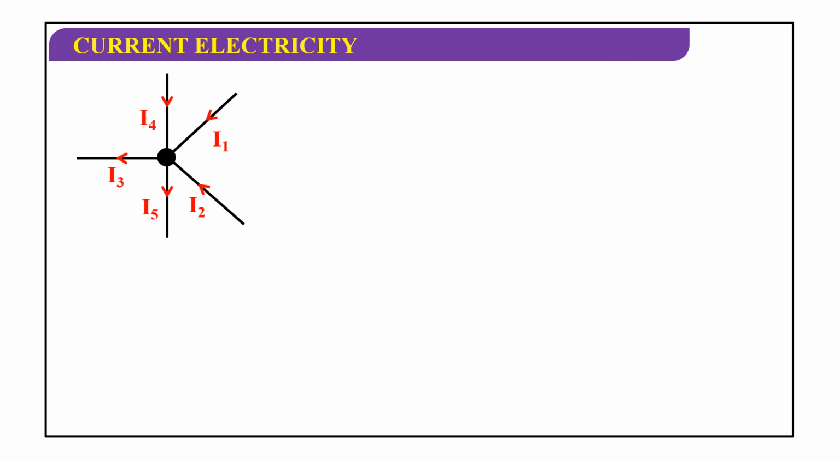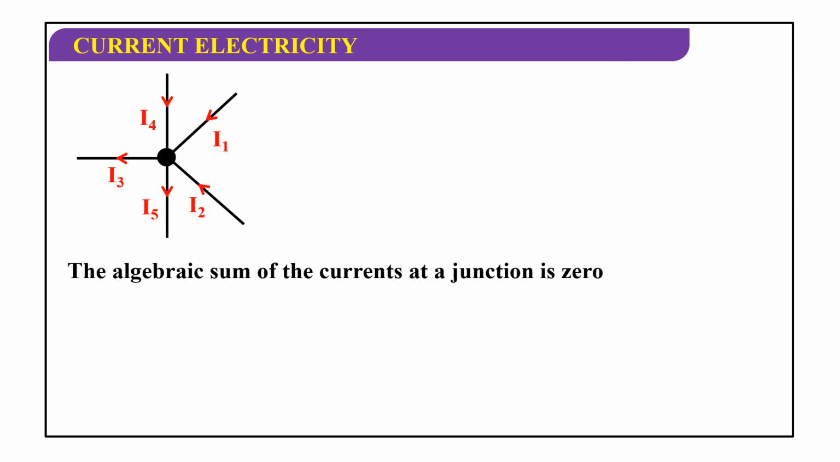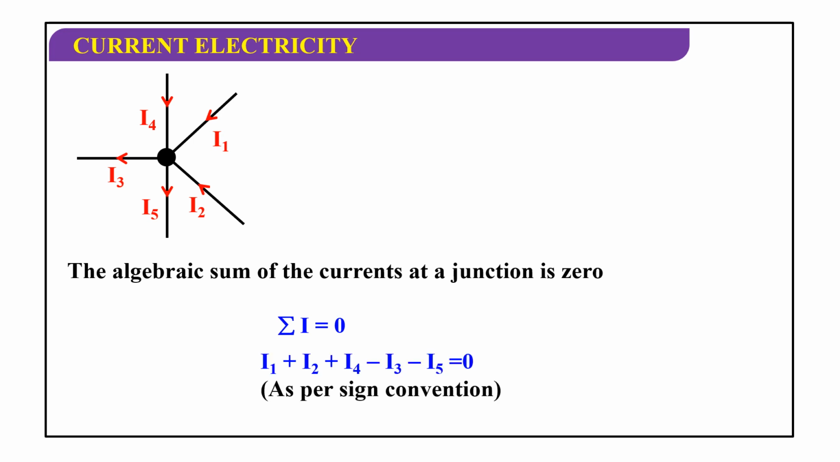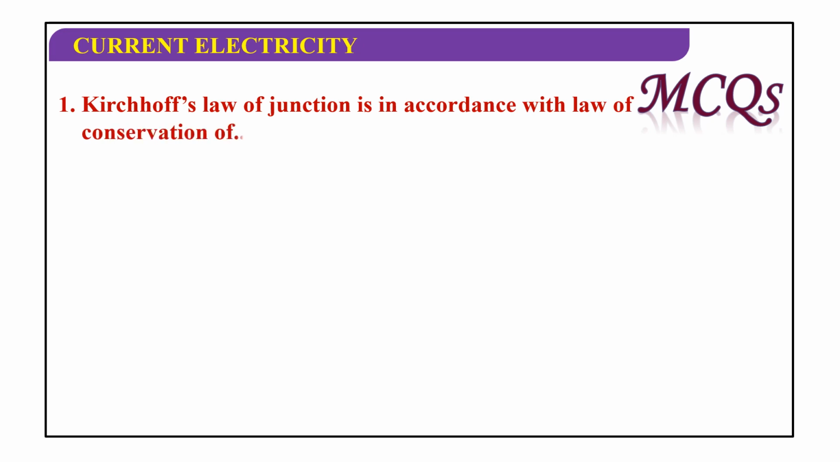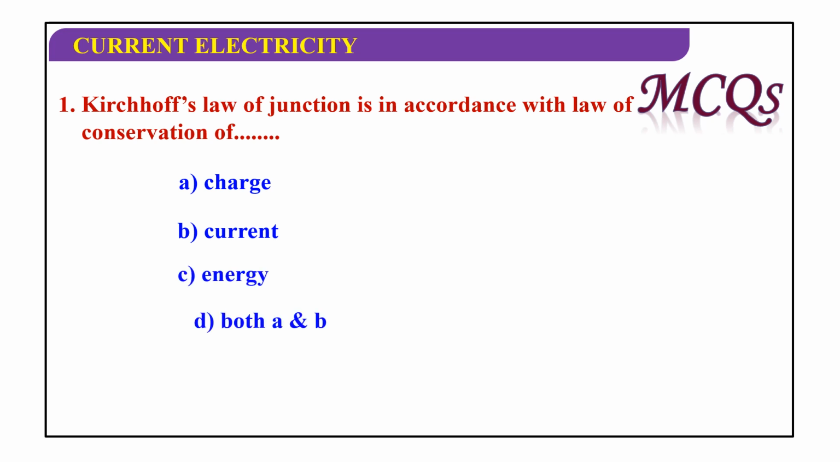Another statement for Kirchhoff's current law, KCL: summation of I is equal to 0 at the junction. Now, Kirchhoff's law of junction is in accordance with the law of conservation of charge, current, energy, and both A and B. Your answer is both A and B, that is D.